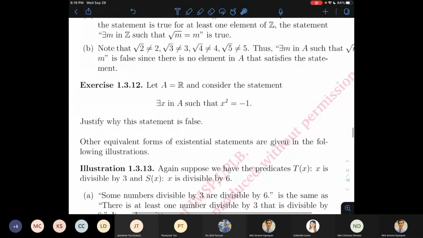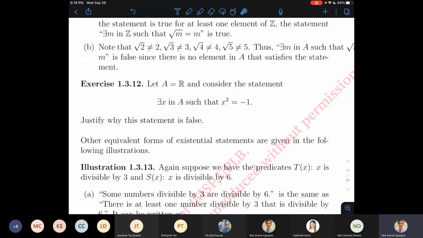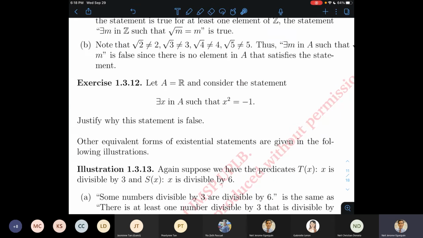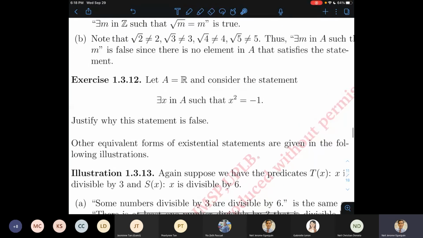Okay. Sige, Dino, you want to answer exercise 12? So sa exercise 12, ang domain ay set of all real numbers. And then the statement is there exists an x in A such that x squared is equal to -1. So why this statement is false?